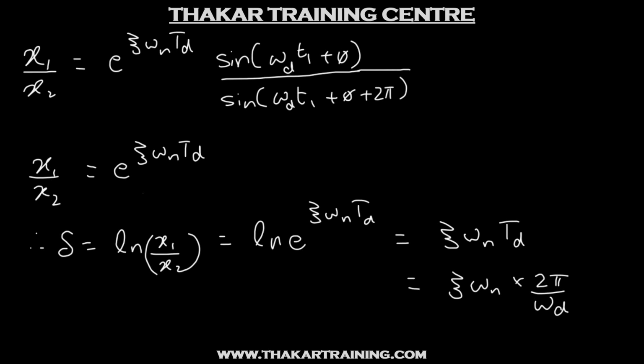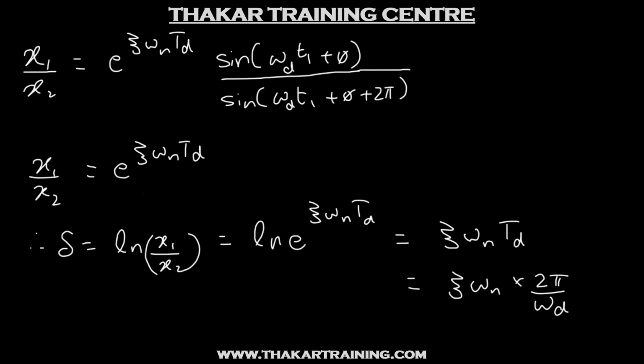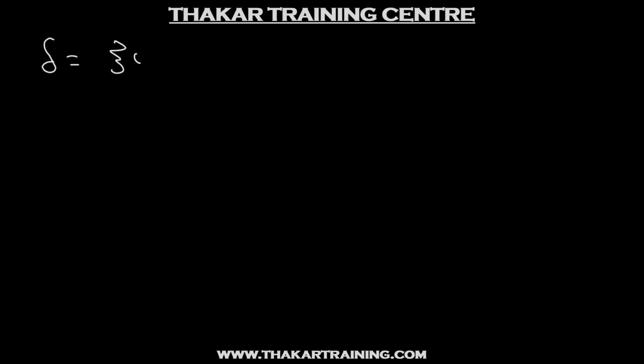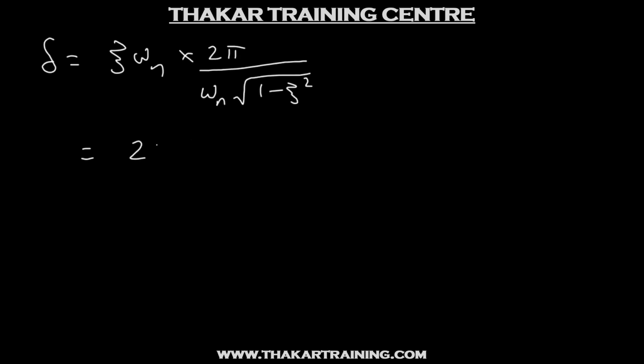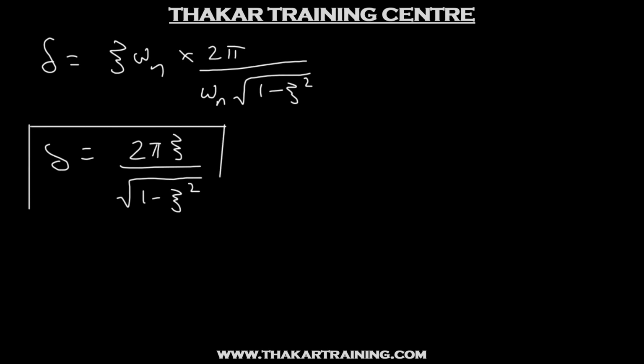Alright. And what is omega d? So we have delta equal to zeta omega n into 2 pi by omega d, where omega d is nothing but omega n under root 1 minus zeta square. Alright, so omega n gets cancelled and we are left with 2 pi zeta upon under root 1 minus zeta square. This is the expression for logarithmic decrement delta. Another important expression as far as underdamped systems go.